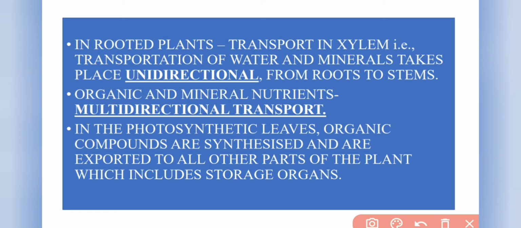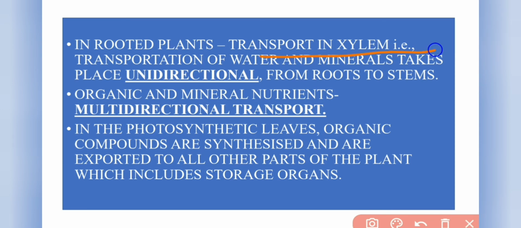In the photosynthetic leaves, organic compounds are synthesized and are exported or transported to other parts of the plant, which includes storage organs also. Photosynthetic leaves means autotrophic plants, which produce the food by themselves. In the leaves the food is synthesized and transported to all other parts of the plant. It also includes the storage organs, where the synthesized food is stored.